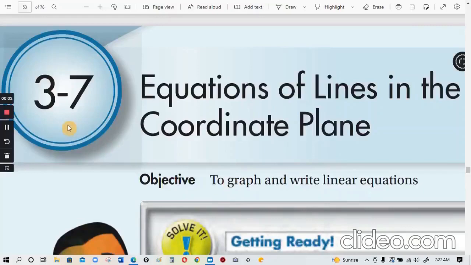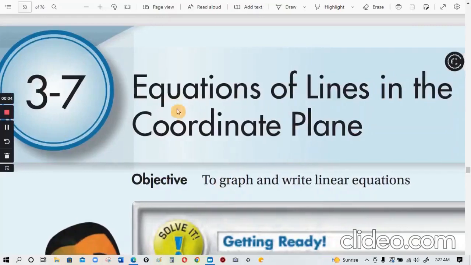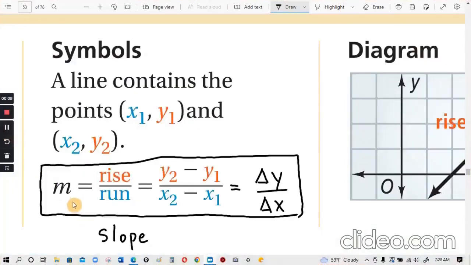Chapter 3-7, Equations of Lines in the Coordinate Plane. So the slope of a line is represented by the letter m.